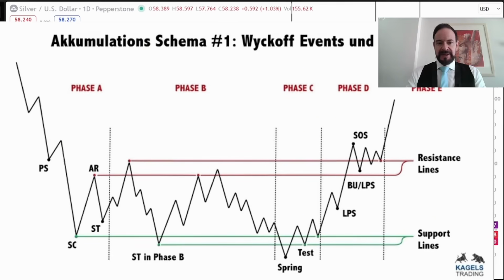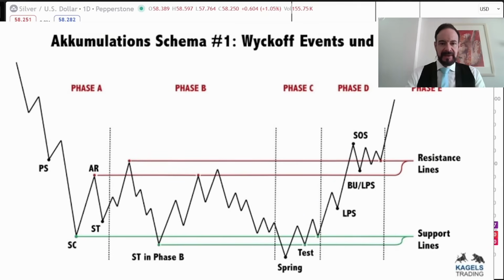And then what's really important is the ST in phase B, pretty much in the middle of the chart. That is the secondary test, and then the spring, which is the undercut in phase 3, and then the retest. Now, remember that every zigzag that you see here in the chart, the micro moves, they are not that important. What is important with Wyckoff are the endpoints, right?